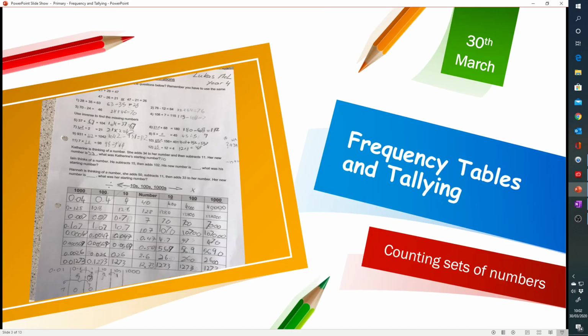So today we're going to be talking about frequency tables and tallying. We're going to be looking at ways that people do it wrong, and I'm going to try and make it so that we can fix it and make it so that everyone does it right.